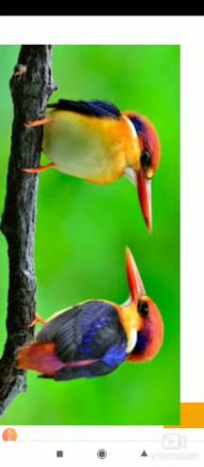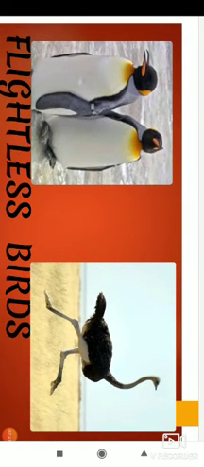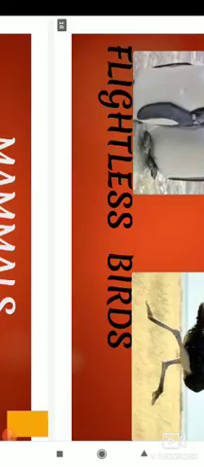But if you see these birds, they are able to fly. They usually fly from one place to the other. Okay, so if you see this penguin and ostrich, their body weight itself is so heavy. This ostrich is the fastest running bird in the world, right? And this penguin also has a lot of body weight. That is why they are not able to fly. Other birds like crow, sparrow, eagle, lovebirds all fly, right? So these birds we can call flightless birds.